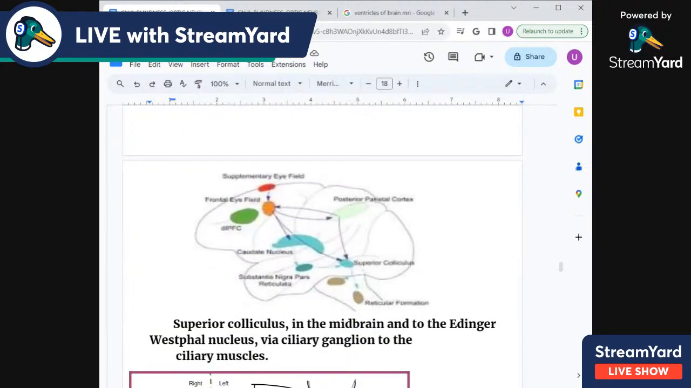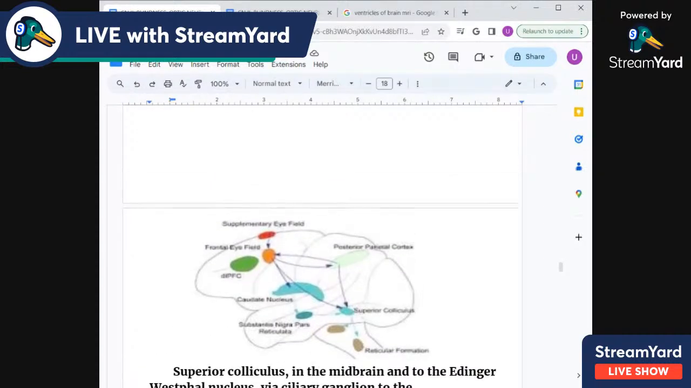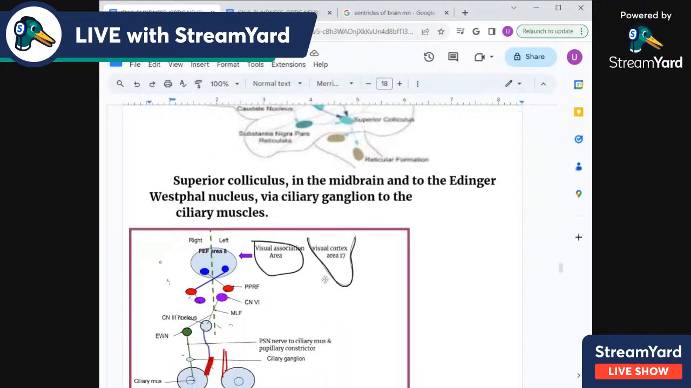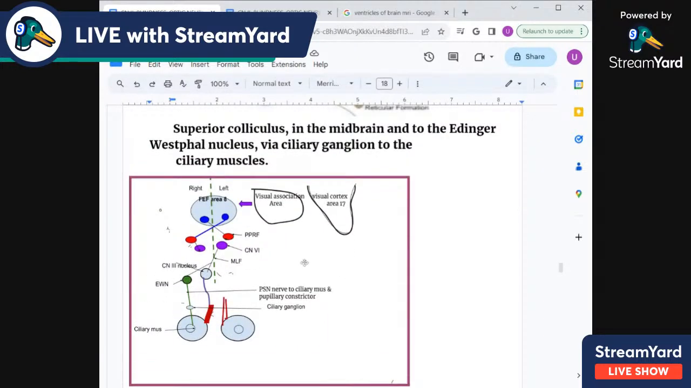So how is it connected and how does it control the eye movements? So this here is the frontal eye field, area 8. It's connected to many parts of the brain, to the cerebellum, to the sensory cortex, to the basal ganglia, to the substantia nigra, caudate nucleus, to the superior colliculus, and finally to the pons, and in the pons to the PPRF, paramedian pontine reticular formation. So this is the connection between them.